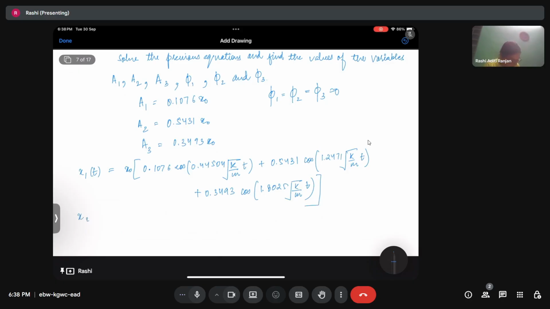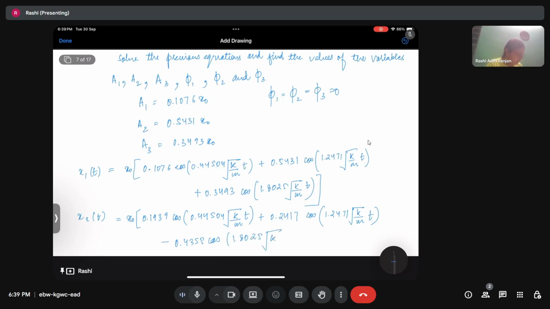For x2 of t, we get the solution as x naught times 0.1939 cos of 0.44504 under root k by m of t, plus 0.2417 cos of 1.2471 under root k by m of t, with a minus 0.4355 cos of 1.8025 under root k by m of t. This is the solution for x2, second solution.